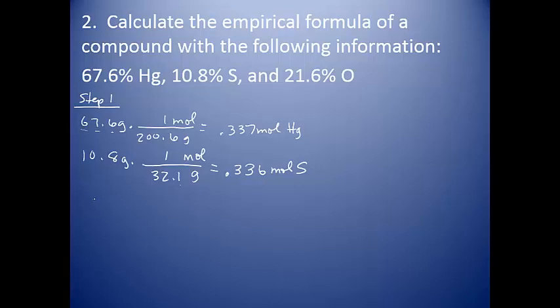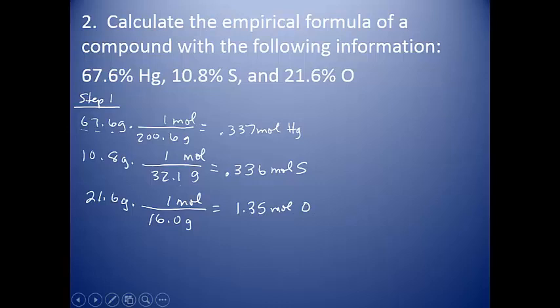And then the last one we have to do is our oxygen. We have 21.6%. That's 21.6 grams. And oxygen has a molar mass of 16 for every 1 mole. And that gives us 1.35. And that's moles of oxygen. Now that's just step number 1.